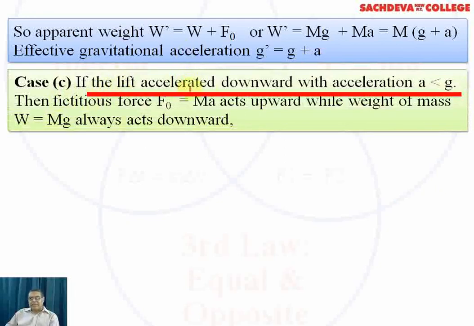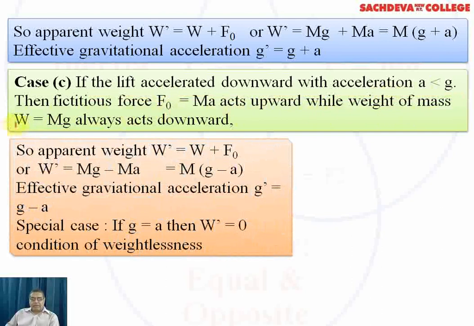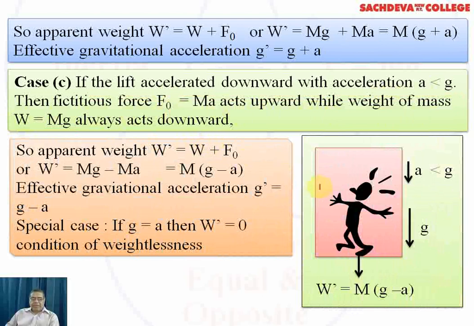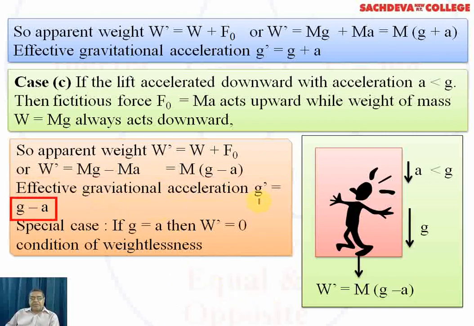Case C, if the lift is accelerated downward, then in that case a is less than g. The fictitious force will be ma acting upward while weight acts downward, as shown in the figure. So again in this case, W' will be W plus F0, or it is mg minus ma, or m into (g minus a). So the point to understand is acceleration is subtracted from g. The effective gravitational acceleration will be g minus a. While going down, g minus a. While going up, g plus a.